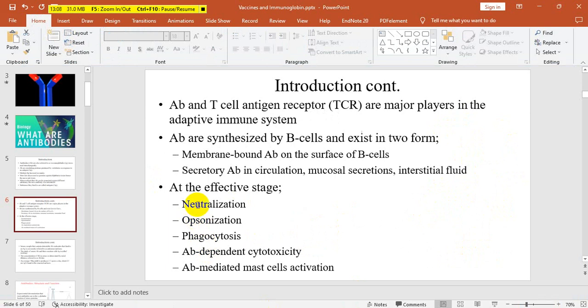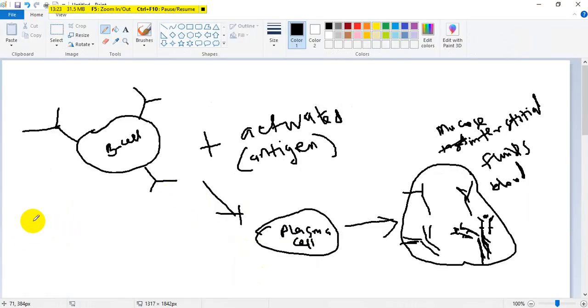At the effector stage, when there is an antigen-antibody reaction, what happens is neutralization. The antigen is taken out of the blood or destroyed. Then opsonization, meaning that the antibody will coat the organism, like what we saw in the complement. If this is the organism, many antibodies will come and coat it. They will use their FC fragments to coat them. The fragment antigen binding site will coat.